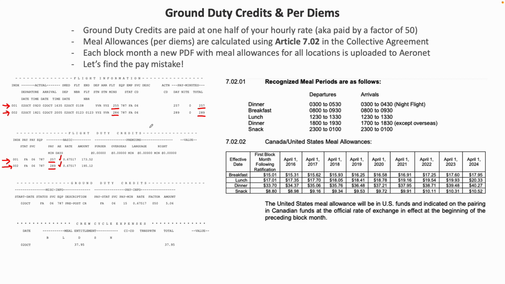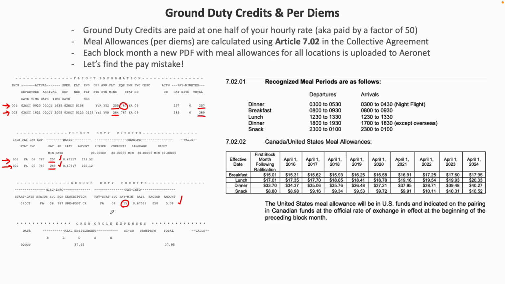Ground duty credits, I am being paid. With the 787, there is a check-in time that is earlier than 1 hour prior, and in that case, we have to be paid for that extra time. In this case, it's 15 minutes of extra time. That's been paid at a factor of 50, and that turns out to be 506. So this one's okay. I'm being paid for my ground duty.